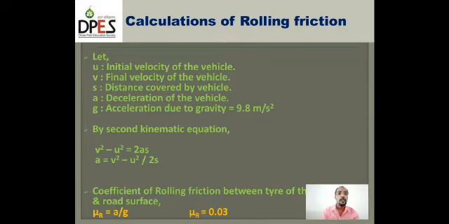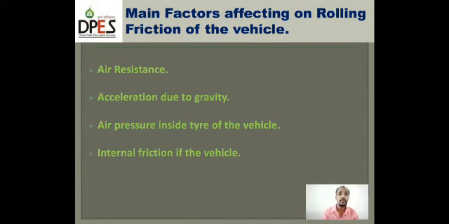Now let's use the formula for the coefficient of rolling friction. It is the ratio of the acceleration of the bike to the acceleration due to gravity. We have the acceleration of the bike, and the acceleration due to gravity is 9.8 meters per second square. If you substitute those values, you will get a value of near about 0.03. In this way we can find the rolling friction between the tire of the vehicle and the road surface.